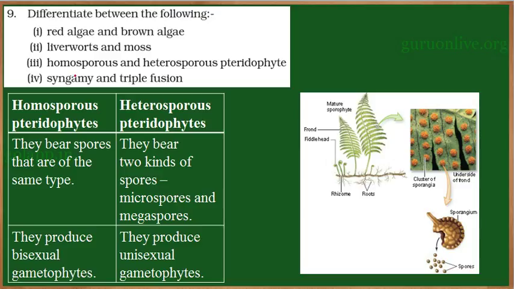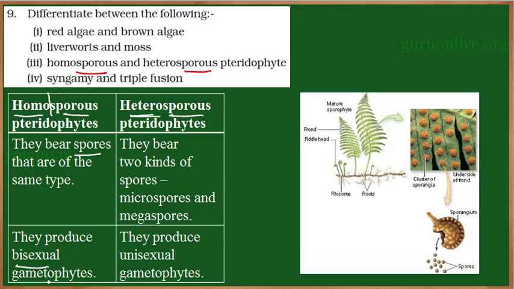So the next difference is homosporous and heterosporous. So the word homosporous and the word heterosporous. Homo means similar. Sporus represents spore. In case of heterospore, the word hetero represents two different, and spore means spore. So in pteridophytes, some of the plants produce the same types of spores. They are called homospores, and these plants are bisexual in nature.